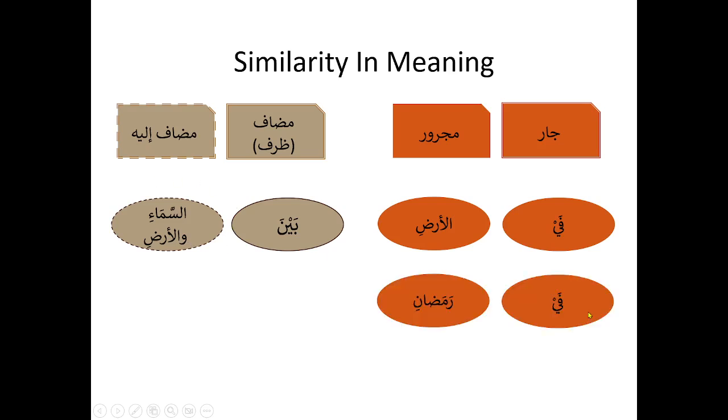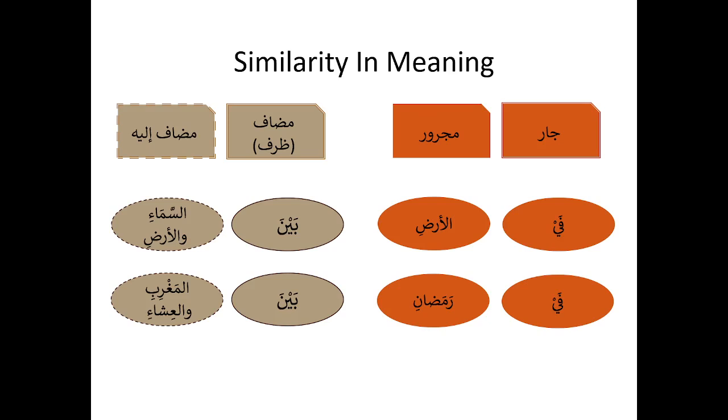Okay. We can also have fi Ramadan, same harf of jar, but now we're looking at time. Yeah, the month of Ramadan. And we can also have Baina al-Maghrib wal-Isha, meaning between Maghrib and Isha. So Baina shows you a duration between Maghrib and Isha. Okay, so there is similar meaning.